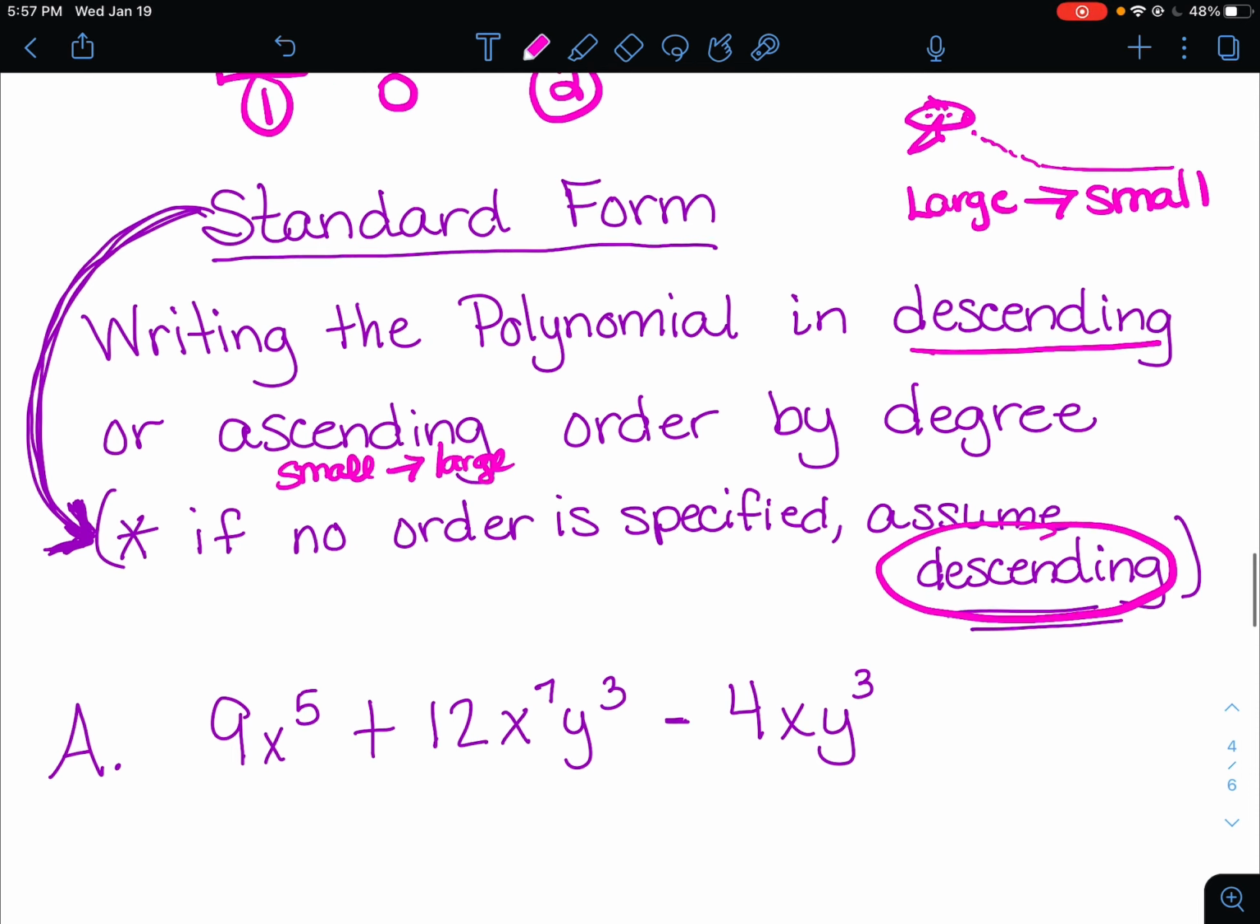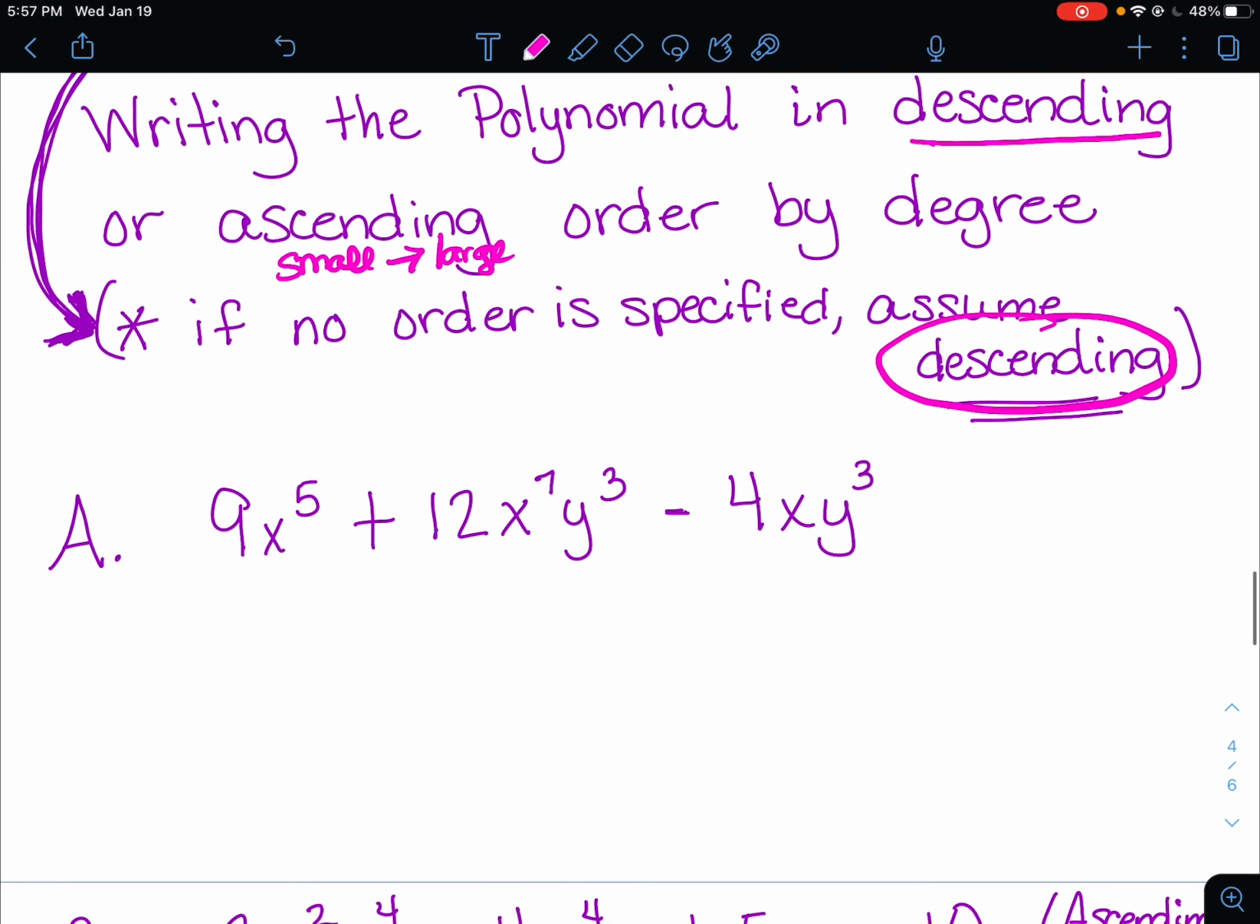So let's look at example A. Just like we did previously, we want to find out what each term is. So this is a degree of 5, this is a degree of 10, and this is a degree of 4. Notice 3 and 1, so we got a degree of 4. If we're not telling you how to do it, we automatically put it in descending, so I'm going to put the largest first.